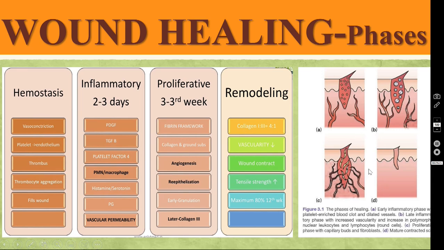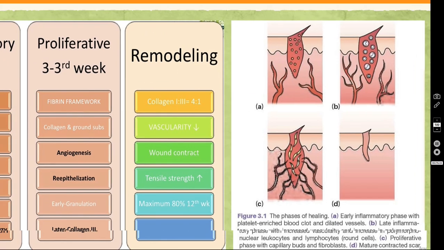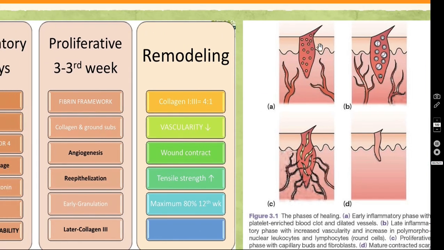And this is another diagram. I just want to show it to you well. This is the first early inflammatory phase, the late inflammatory phase, proliferative phase, and remodeling phase. In the early inflammatory phase, the predominant cell is the platelet. Platelet aggregation happens, and then this will stop the bleeding.